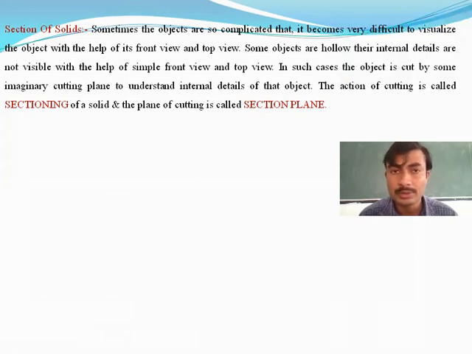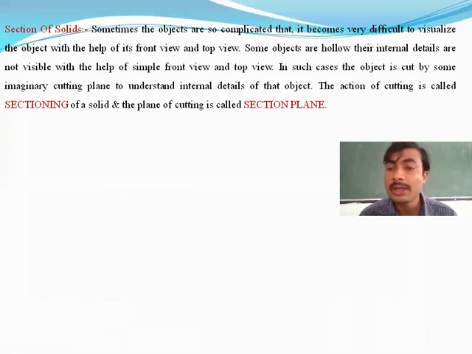What do you mean by section of solid? Sometimes the objects are so complicated. If the object has n number of dotted lines in it, the object becomes very complicated. We cannot visualize them, and we cannot see the inner lines. At that moment, they become very complicated. To overcome or eliminate those, you have to do a section.